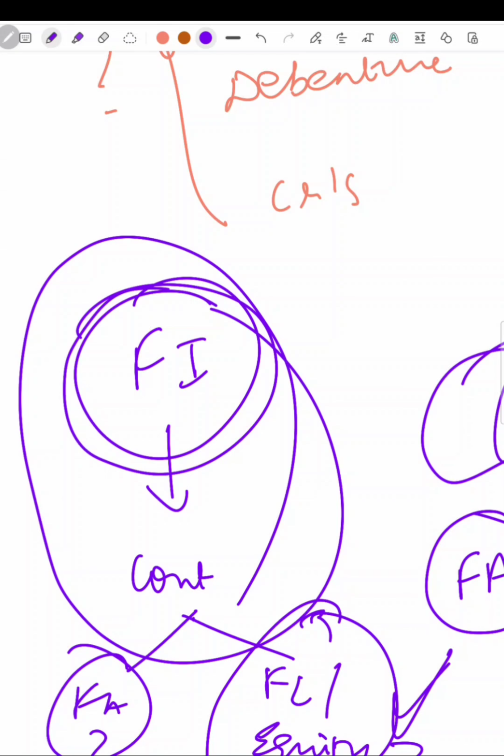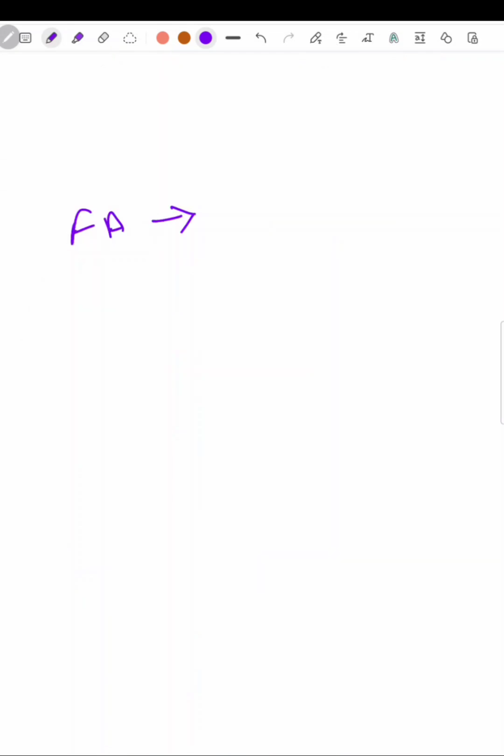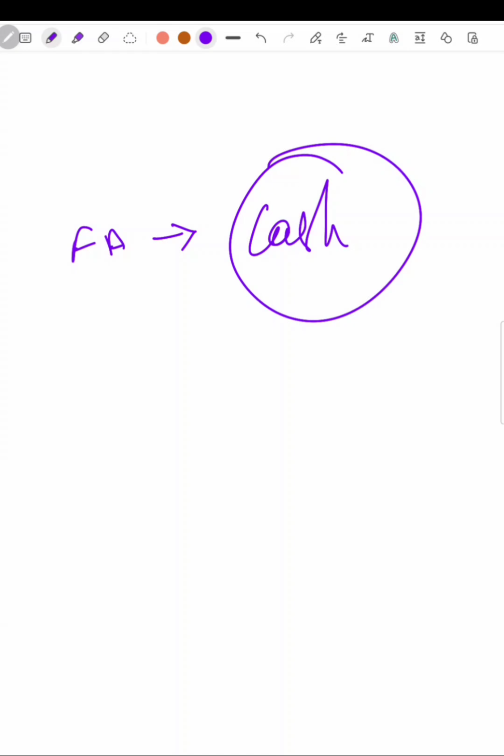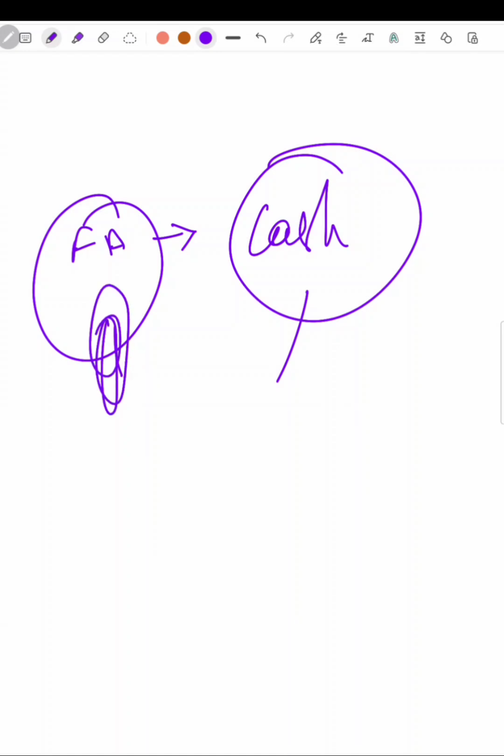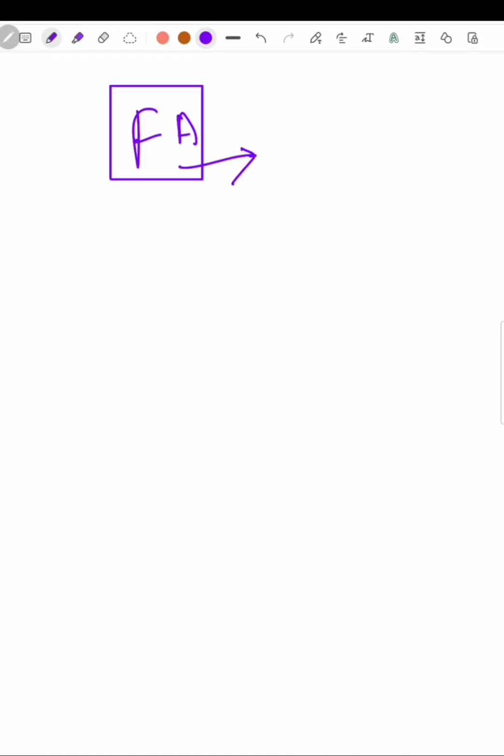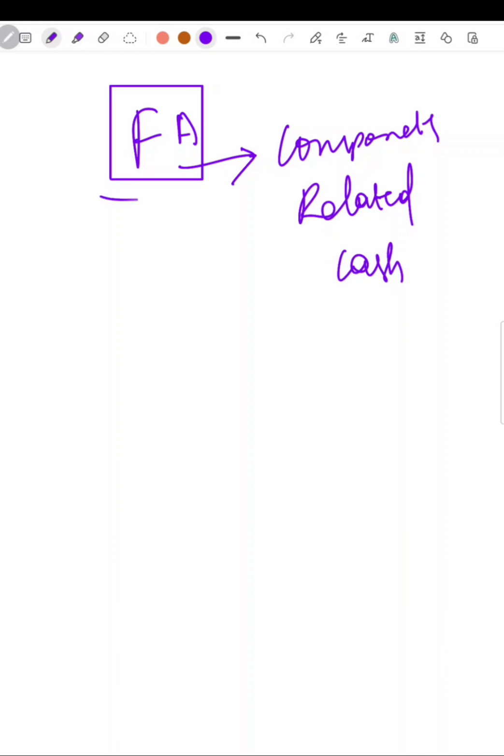So now what is a financial asset, what is a financial liability and what is equity? Now let us understand what these components are. Okay, so what is this financial asset? Financial asset is nothing but something related to cash, we can say. So anything that is related to cash, or something that is going to be related to cash, we call that a financial asset.